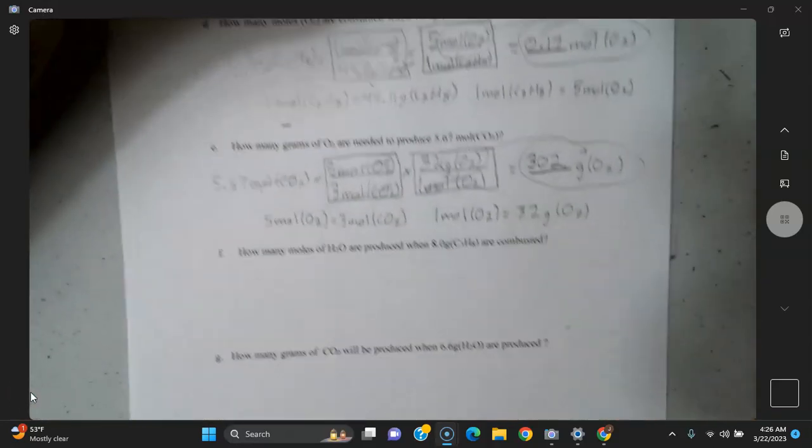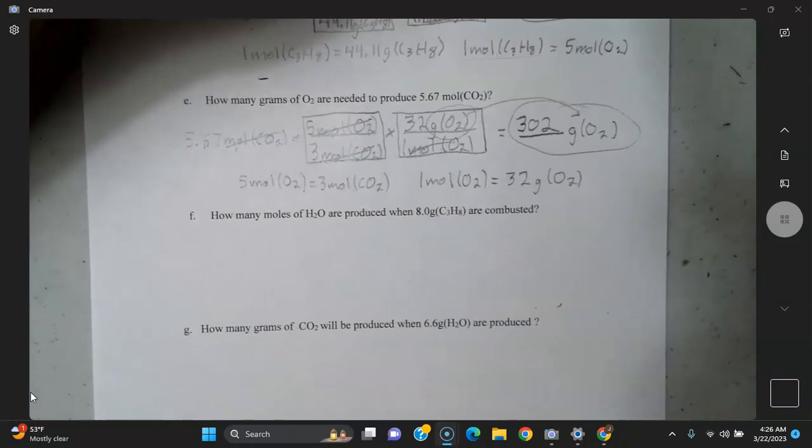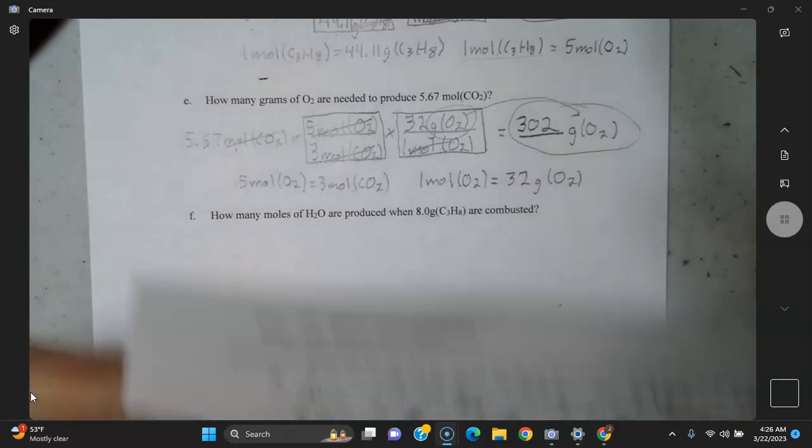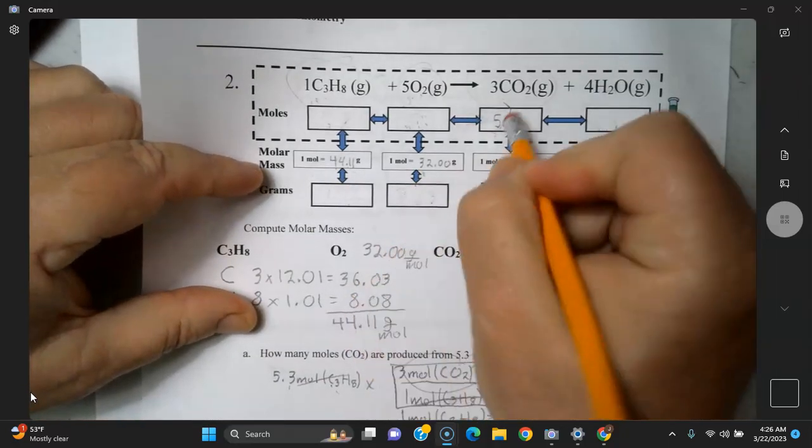Okay, our next question is, how many moles of H2O are produced when 8 grams of C3H8 are combusted? Come over here.